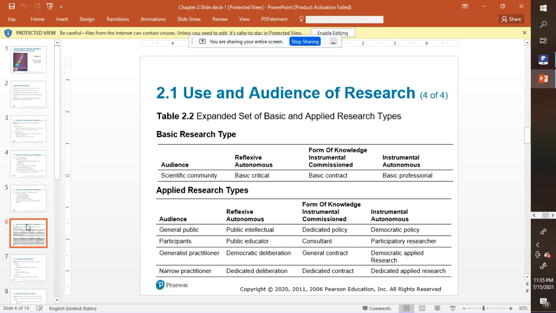For basic research, it's just basic contract and basic professional. When we talk about the form of knowledge, instrumental commission and instrumental autonomous: for applied research it will go as far as dedicated policy consultant, general contract, dedicated contract for the form of knowledge, instrumental commission. Then for instrumental autonomous, it could be democratic policy, participatory researcher, democratic applied research, and dedicated applied research.